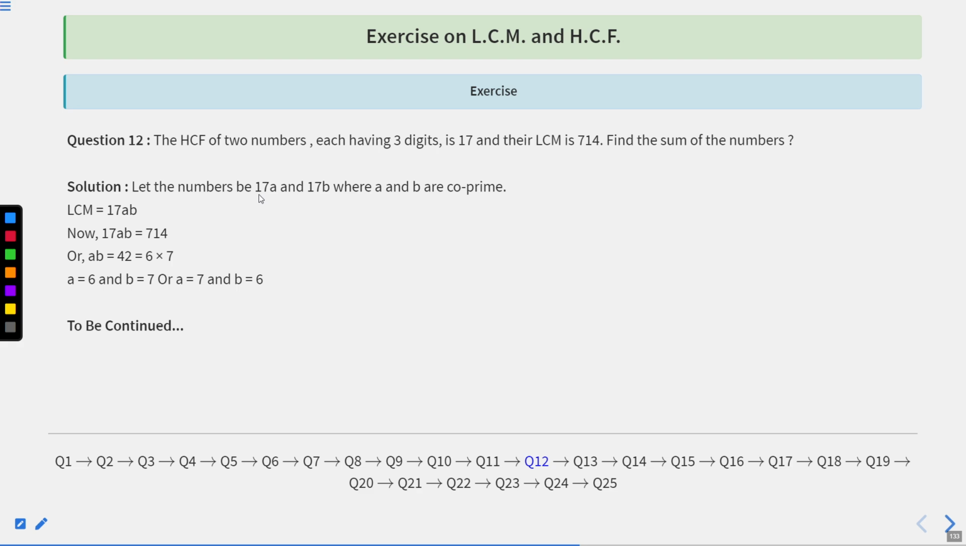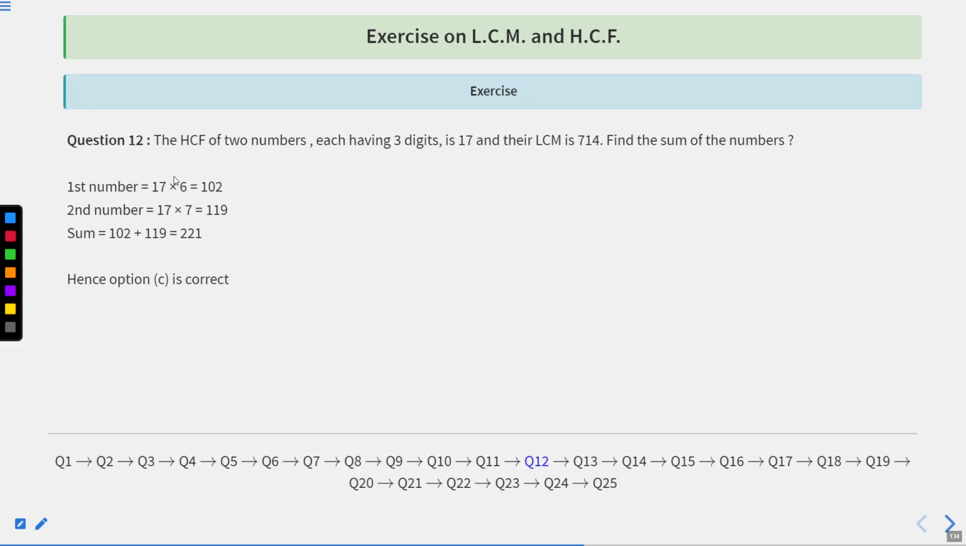Let the numbers be 17a and 17b, because it is known that their HCF is 17, where a and b are co-primes. So the LCM is equal to 17ab. Now 17ab is equal to 714, because the LCM is also given to us. When you simplify this, you get ab equal to 42, which is equal to 6 times 7. That means a equals 6 and b equals 7, or a equals 7 and b equals 6. One of these possibilities holds.